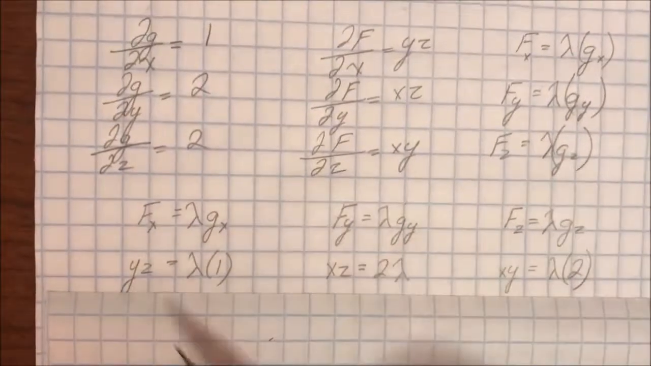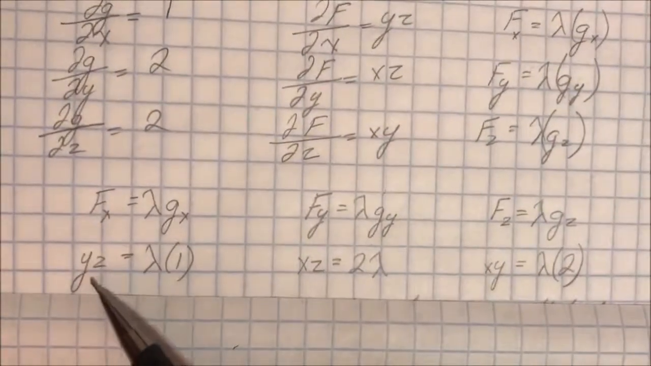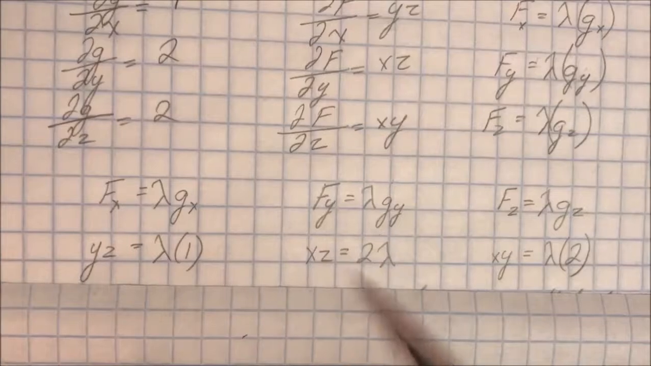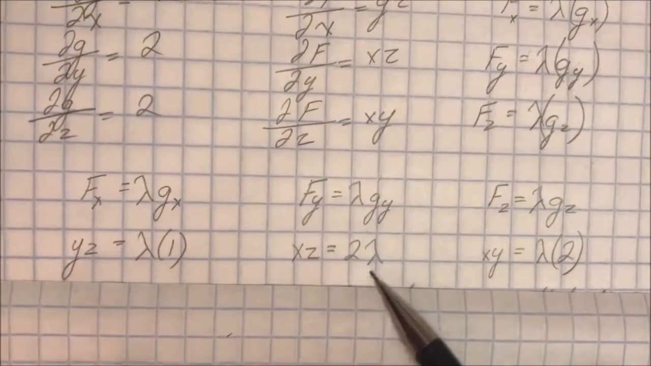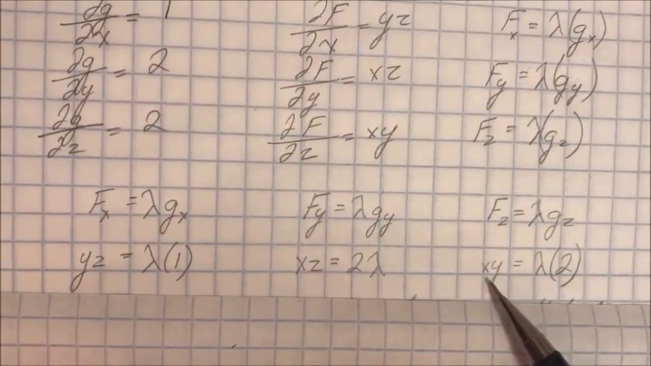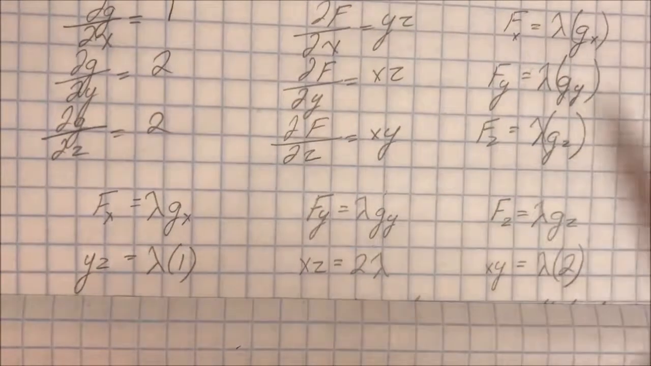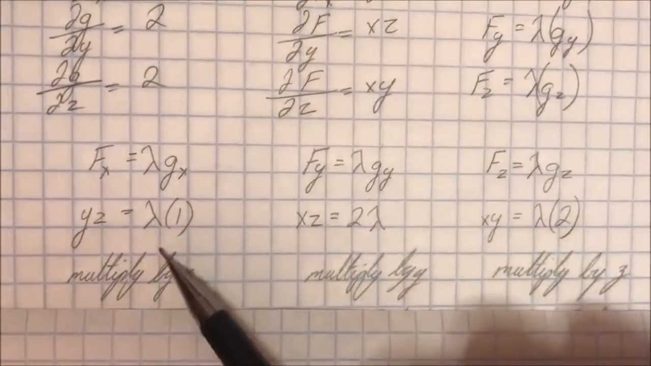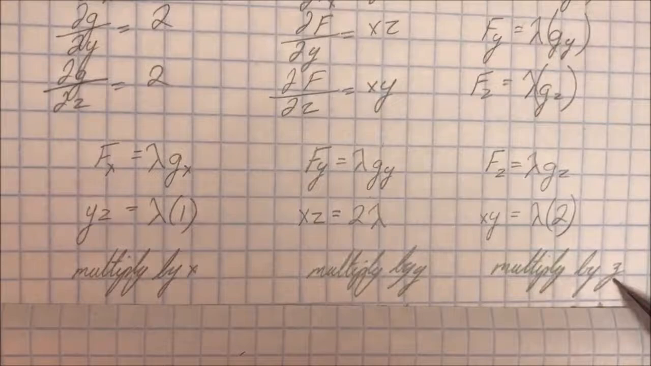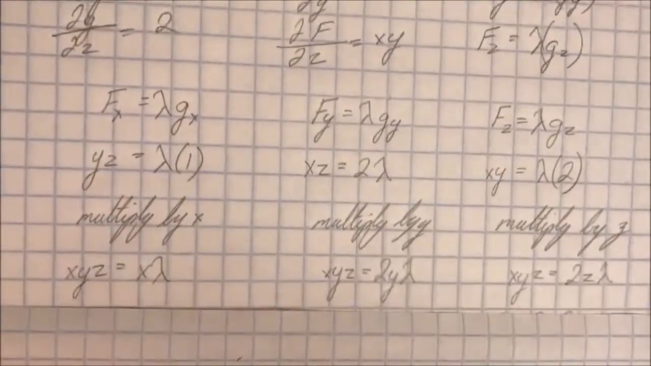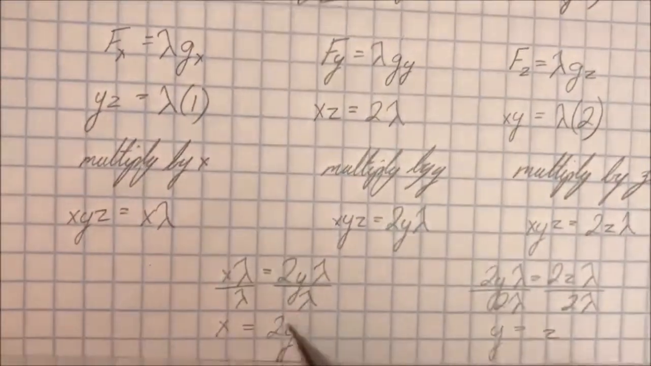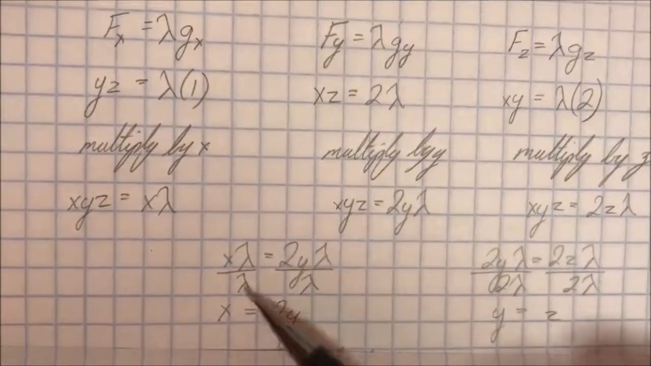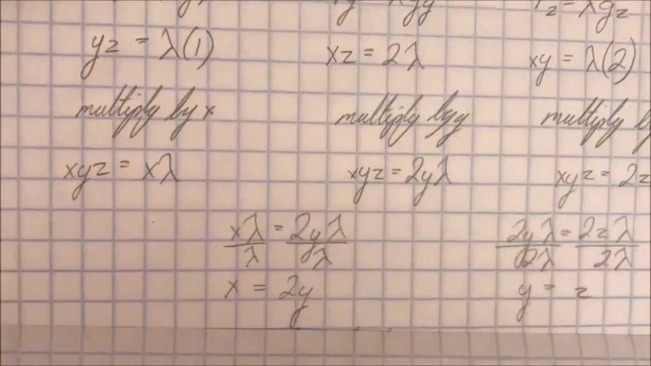So next here, when we put them together, for the x portion we get yz equals lambda times 1. For the y portion, xz equals 2 lambda, and for the z portion, xy equals 2 lambda. So if we multiply the first function by x, the second function by y, the third function by z, we can substitute.